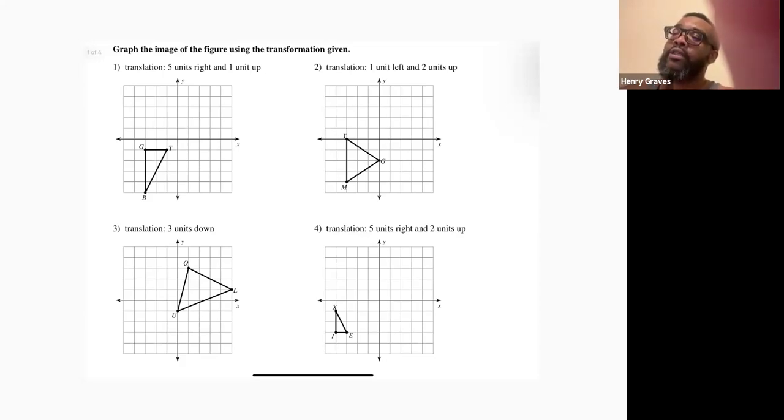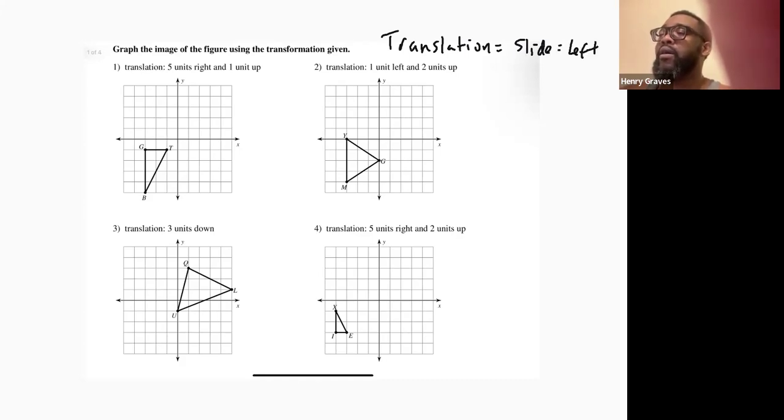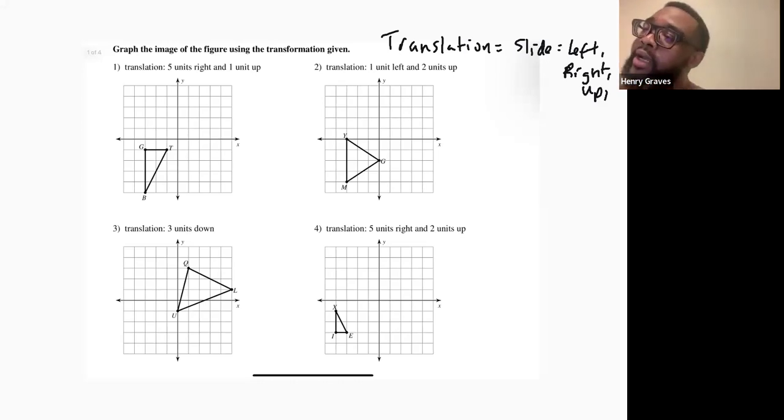Translations. Now, when something's a translation, guys, it's essentially a slide, right? So if I'm sliding a figure, I'm going four ways: left, right, up, and down. So for this one here, if I'm going left, just go ahead and slide over, pun intended.